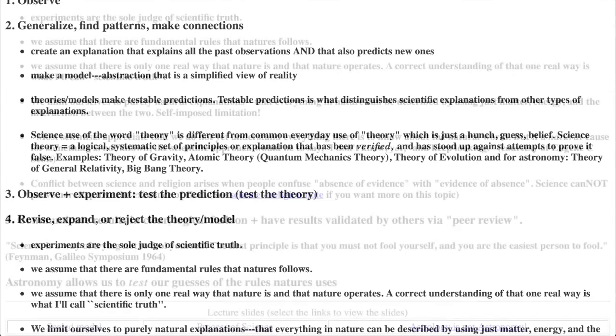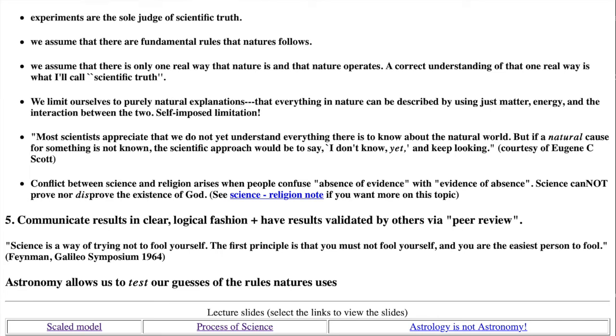In figuring out how nature works, we limit ourselves to purely natural explanations, that everything in nature can be described by using just matter, energy, and the interaction between the two. I like this quote from Eugene C. Scott. Most scientists appreciate that we do not yet understand everything there is to know about the natural world.